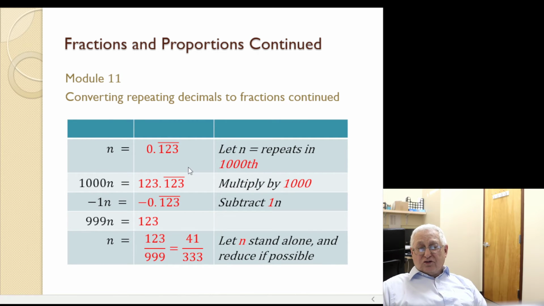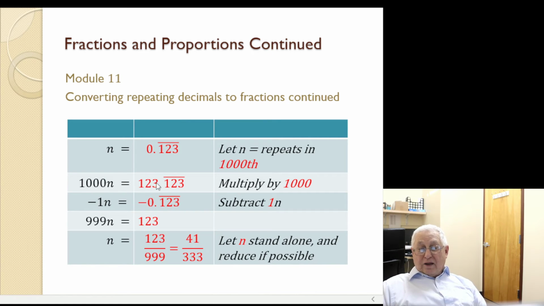In this case, this is in thousands. So we're going to multiply 1,000 times 0.123123 bar, and we will get a whole number, 123.123 bar, which goes on forever. We're going to subtract 1n, or the fraction, from this number.